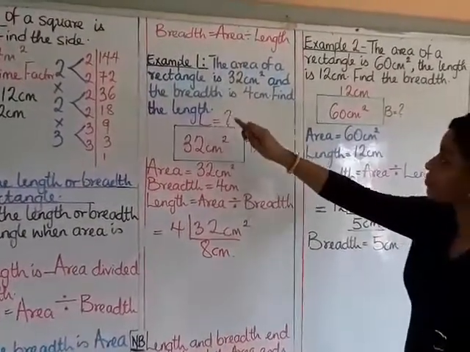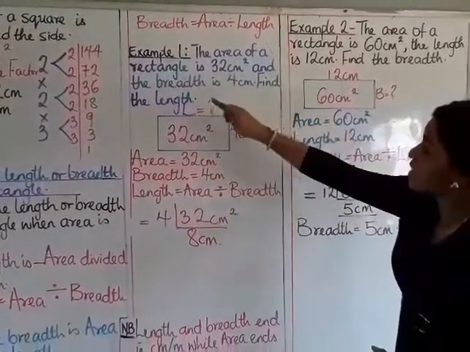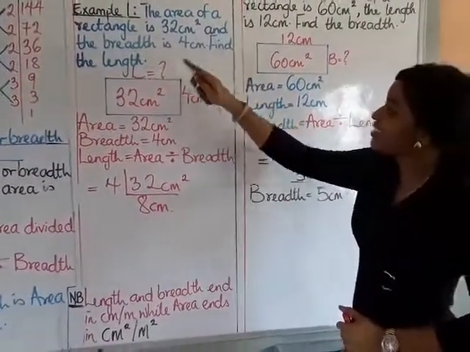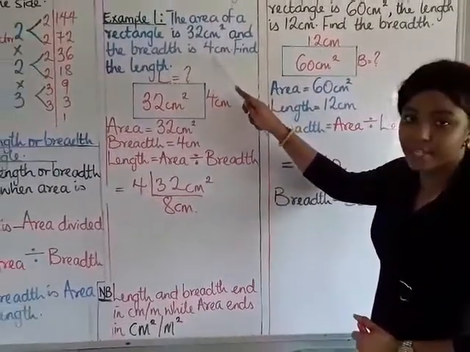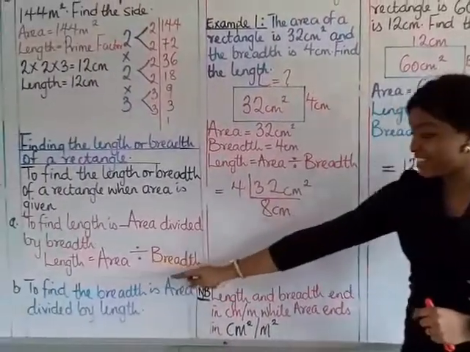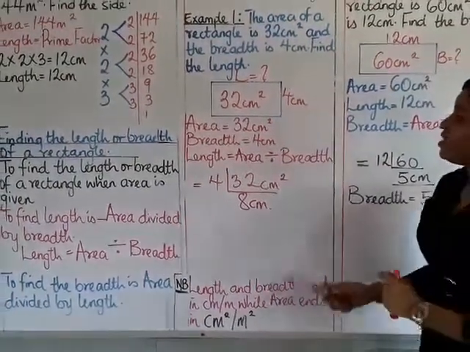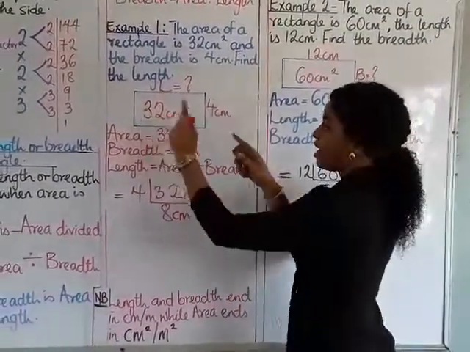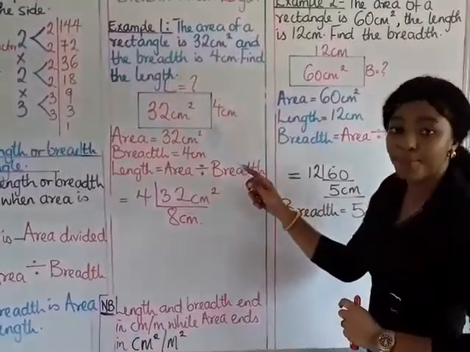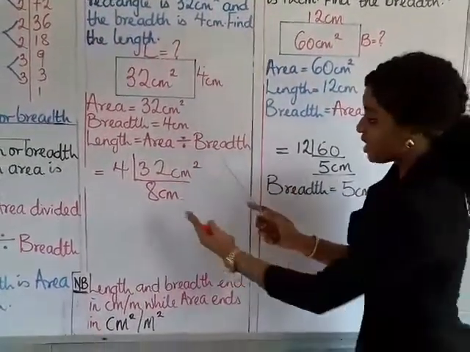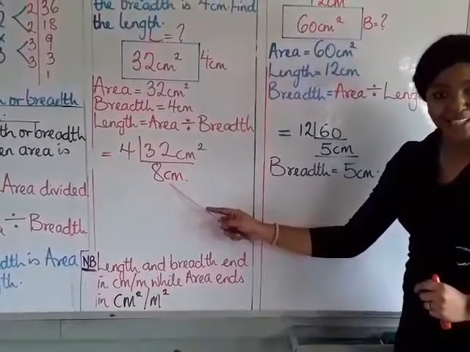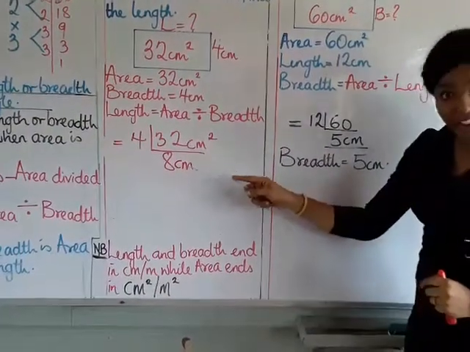Now, example 1. The area of a rectangle is 32 centimeters square and the breadth is 4 centimeters. Find the length. Now remember, to find the length is area divided by breadth. Now what is the area, children? Remember here, the area is 32 centimeters square divided by the what? Breadth, which is 4 centimeters. And this is what we have here. 32 divided by 4 will give us 8 centimeters. So this is the length.